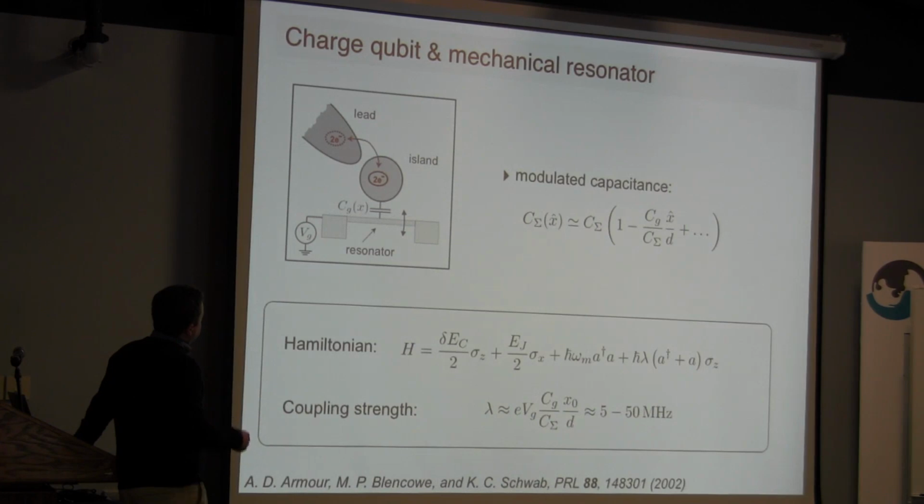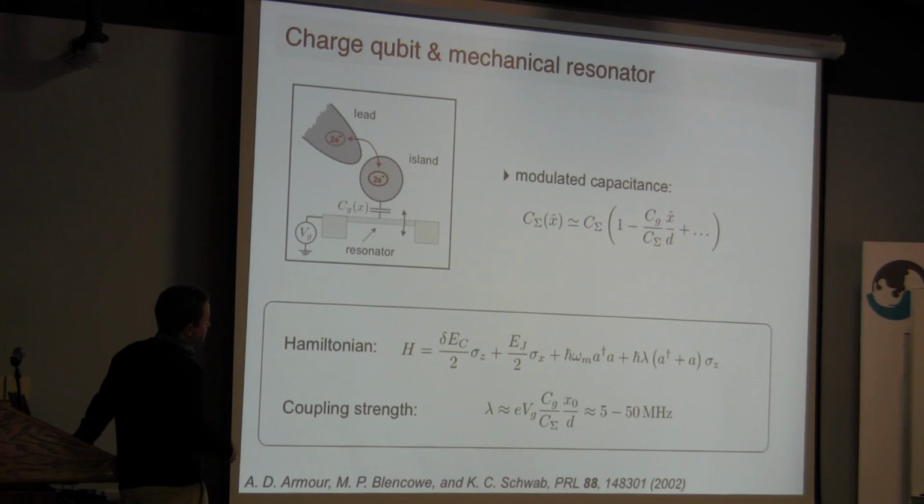Now, if I take the same thing again, there's a big lead and a small island, the same physics as before. But now the gate capacitance of this island is modulated by my resonator. Very simple: this part of the total capacitance is modulated. So you expand your capacitance, and you expand your charging energies.